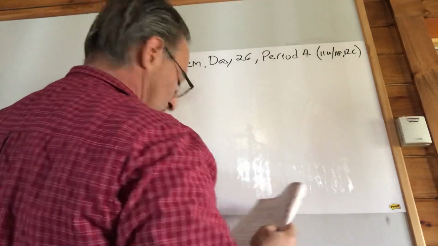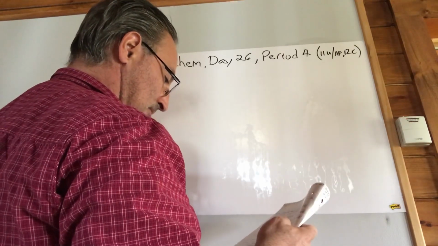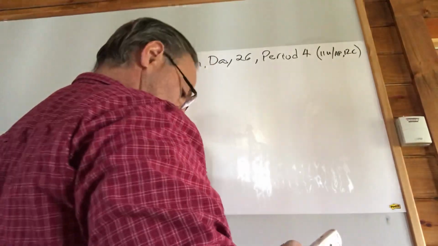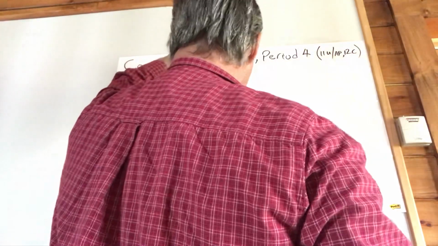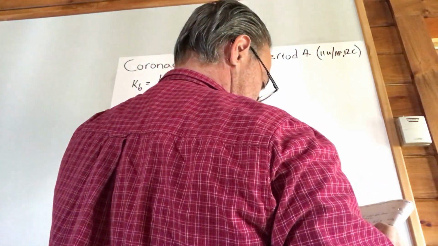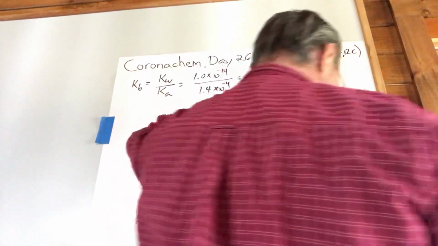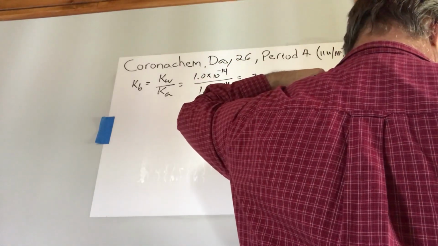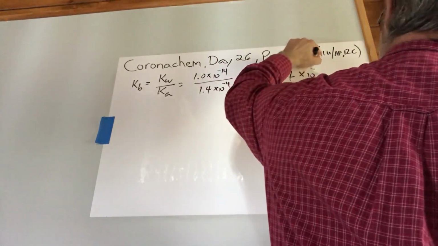So Kb for lactic acid is Kw over Ka for the same. For sort of the Kb of the lactate anion is equal to Kw divided by Ka of lactic acid. So 1.0 times 10 to the negative 14 over 1.4 times 10 to the negative 4 for lactic acid. So the Kb of lactate anion is equal to 7.142857 recurring times 10 to the negative 11.